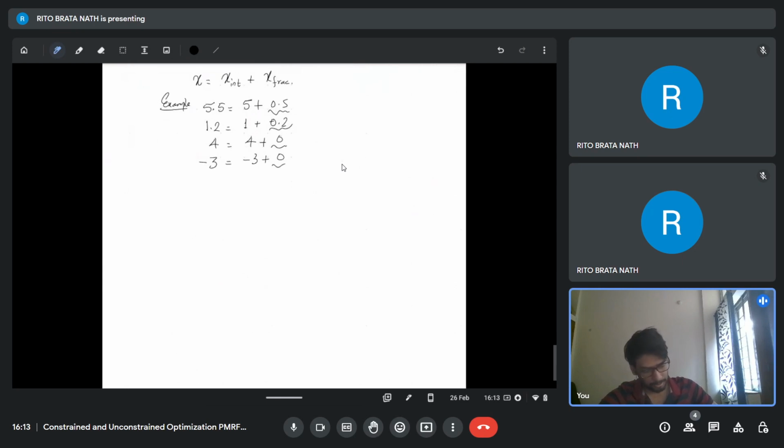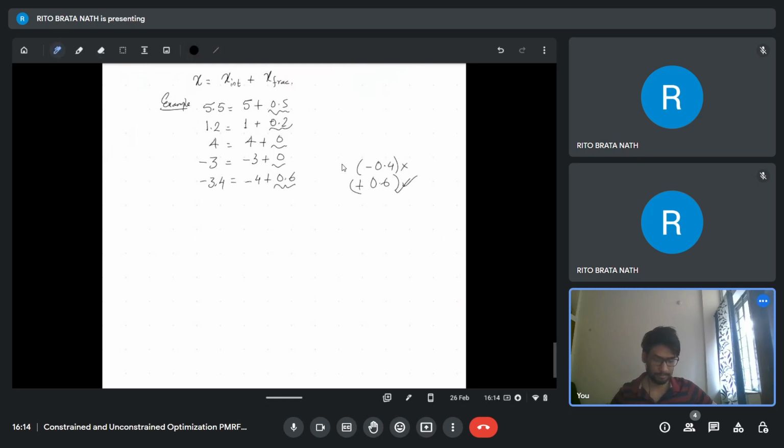But let's say I give you minus 3.4. So what's the fractional part? Here, if you put minus 3 plus something, then this part becomes negative, right? So that's not allowed. What you have to do here is minus 4 plus 0.6. So the fractional part, instead of writing it as minus 0.4, you write it as plus 0.6. So this is the correct one.